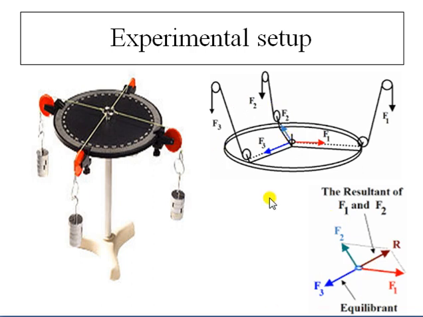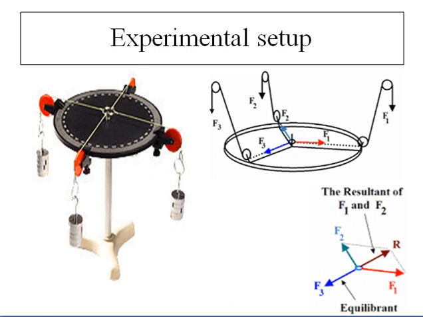F1, F2 and F3 are these three forces represented. If this is the resultant force acting, the force which is exactly acting in the opposite direction of the resultant will be the equilibrant. I am explaining this just for knowledge, so that you understand the experimental setup and the first analytical part of the experiment in a better manner. So this R here represents the resultant of the forces F1 and F2.